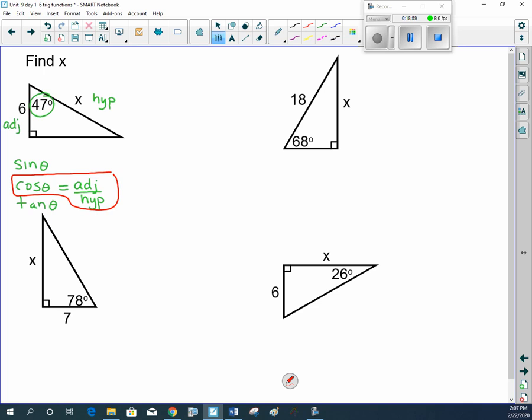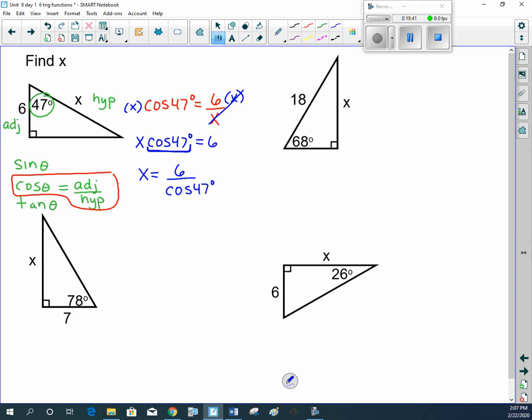So to write this out, we're actually going to put in the numbers everywhere the definition is. So we're going to say cosine of 47 degrees equals the adjacent side, which is 6, over the hypotenuse, which is x. And now we're going to solve that for x. So I'm going to multiply both sides by x. That will give me x times the cosine of 47 degrees equal to 6. Then I'm going to divide by this whole thing. This is kind of one term. You've got to divide by the cosine of 47 degrees. So x equals 6 divided by the cosine of 47 degrees.